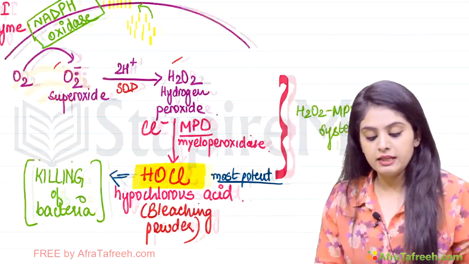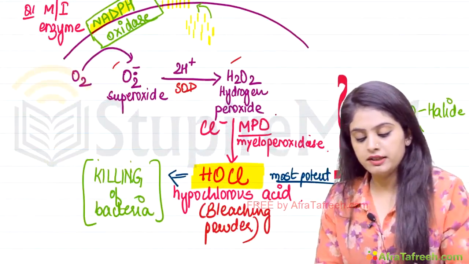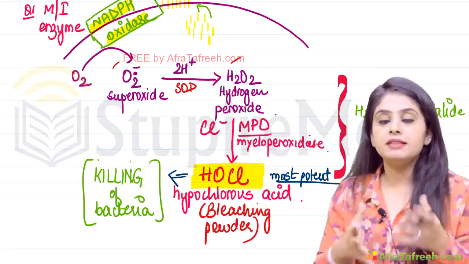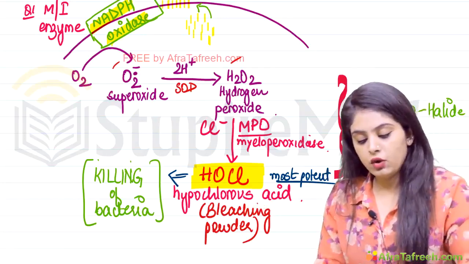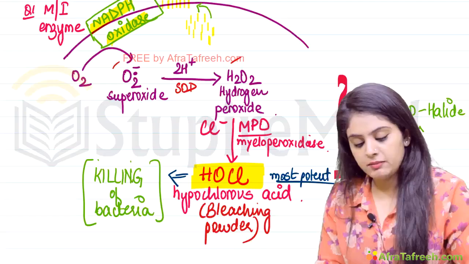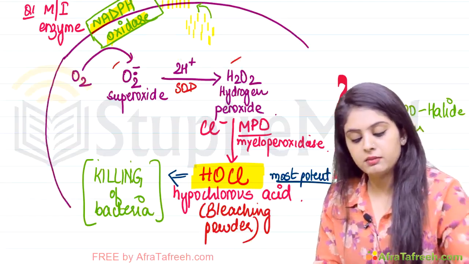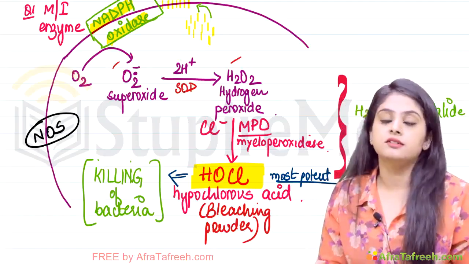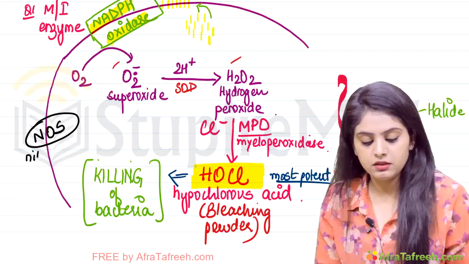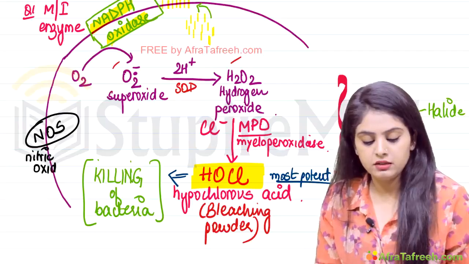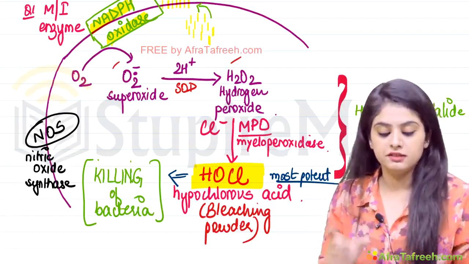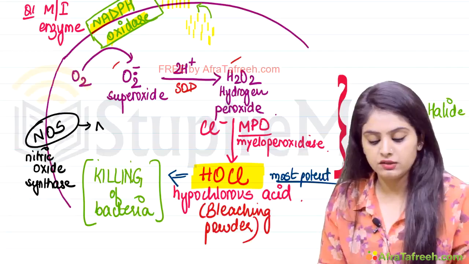I told you NADPH oxidase was the most important enzyme. If I am saying it is the most important, it means there are some other enzymes also definitely present. That is why it is the most important. So on this same membrane, I am going to also consider one more enzyme, that is nitric oxide synthase. You know the term synthase. What is it synthesizing? Nitric oxide.